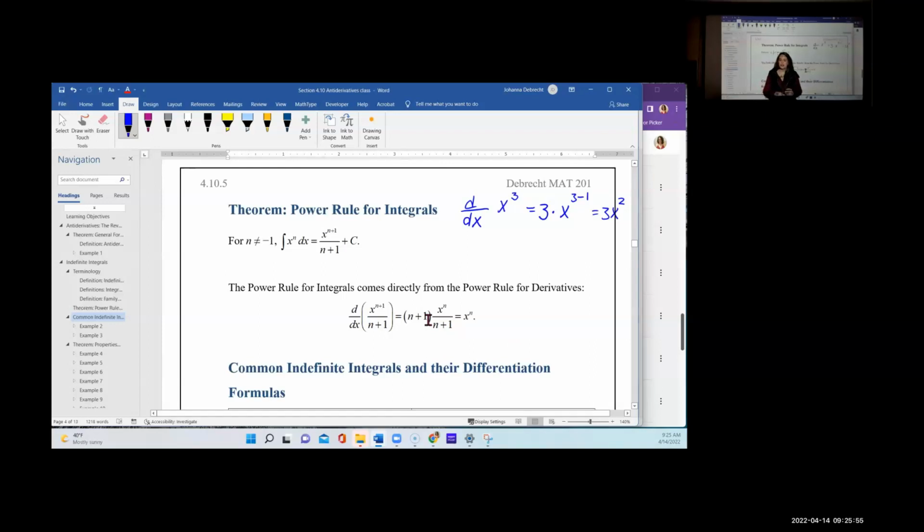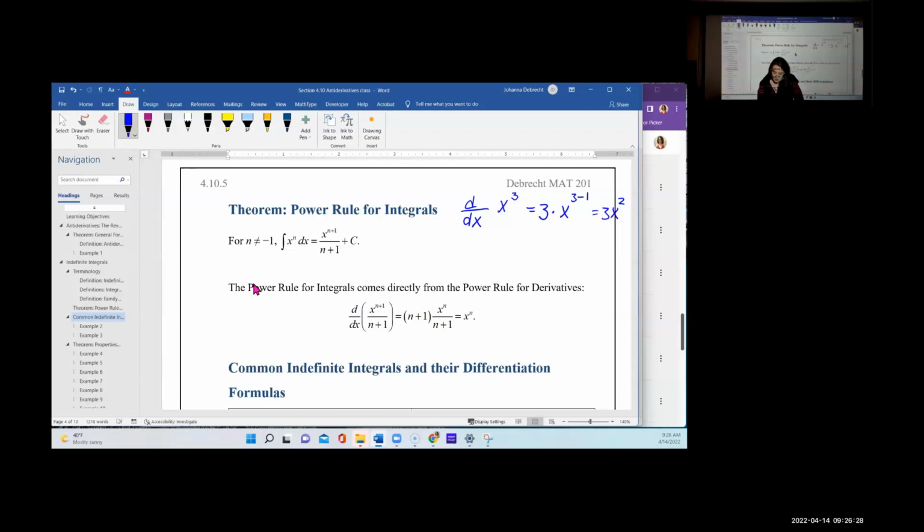By now you've been doing it so often it's probably just instinctive for you. You don't even have to think about it very much. It just sort of happens. So when we want to undo the power rule, what would we do instead? We would take the integrand x to the n, add 1 to the power, and then divide by the new power.